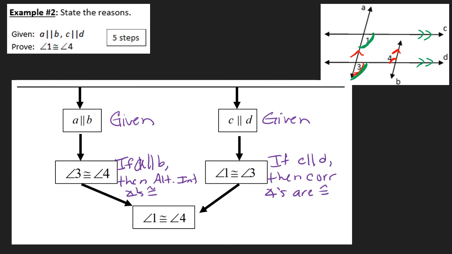All right, so now on the left-hand side, I have that angle 3 is congruent to angle 4. And on the right-hand side, I have angle 1 is congruent to angle 3. So if 4 is the same as 3 and 1 is the same as 3, then I can conclude that 1 is the same as 4. And this is the transitive property.